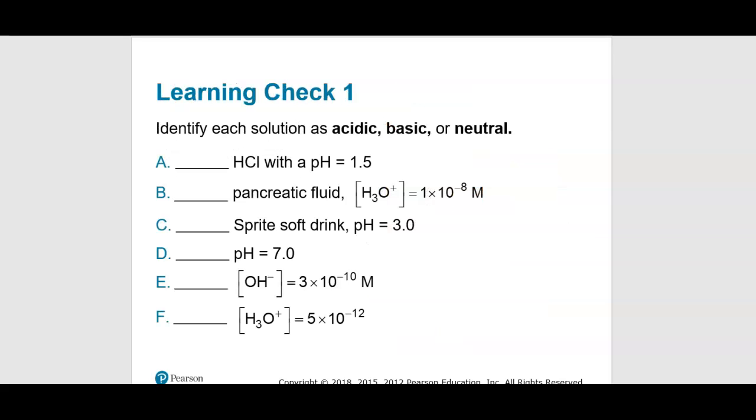So now we have a learning check here. Why don't we identify these solutions as acidic, basic, or neutral?